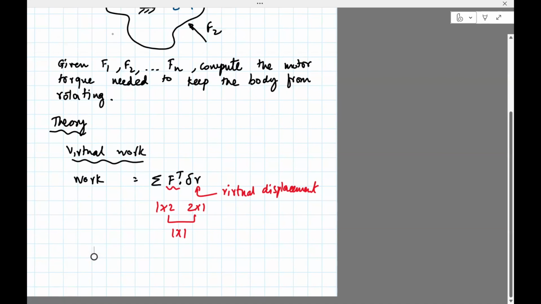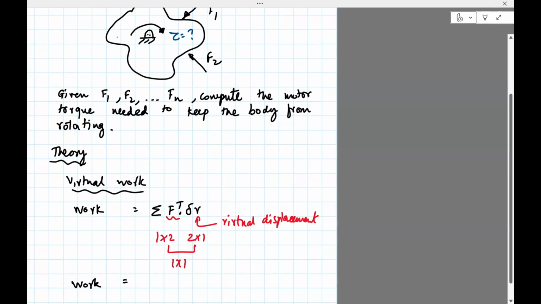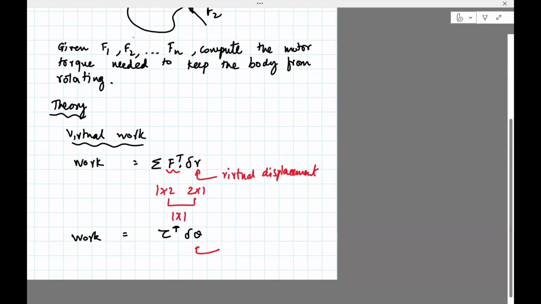Now that's the work done due to the virtual displacement in the horizontal and vertical direction. But we also have a motor which is applying a torque tau, and that torque will produce a virtual rotation by d theta. So torque creates a virtual displacement d theta. So this is virtual rotation. Now, in this case, for a two-dimensional example, the rotation is a number, right? It's not a vector. So 1 cross 1.